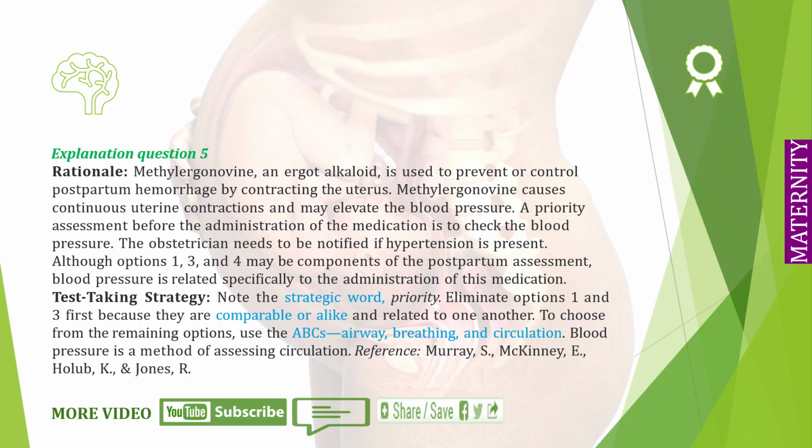administration of this medication. Test-taking strategy. Note the strategic word, priority. Eliminate options 1 and 3 first because they are comparable or alike and related to one another. To choose from the remaining options, use the ABCs: airway, breathing, and circulation. Blood pressure is a method of assessing circulation.